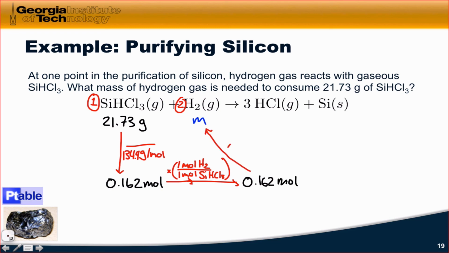Well, we simply multiply by the molar mass of H2, which in this case is very easy to calculate. It's just 2.016 grams per mole. This multiplication gives us our target value, which is 0.326 grams of H2 gas.